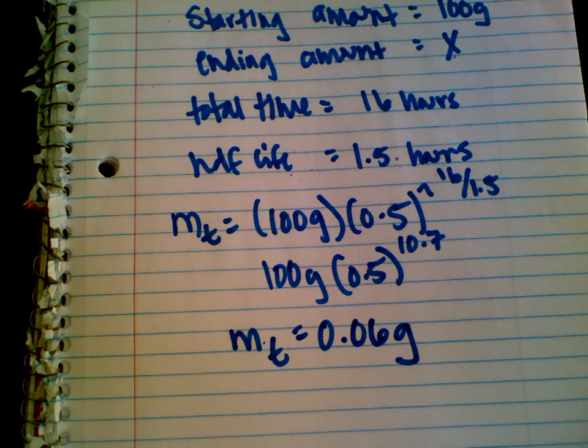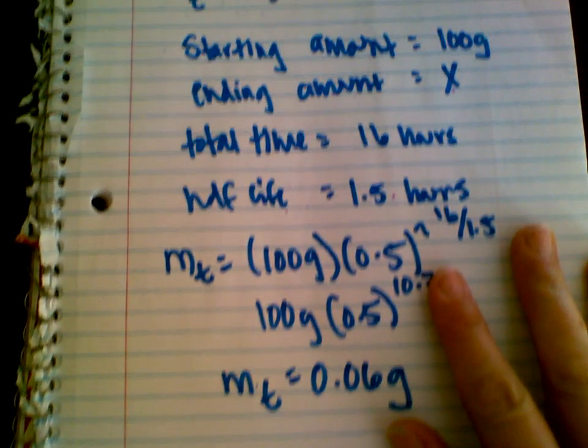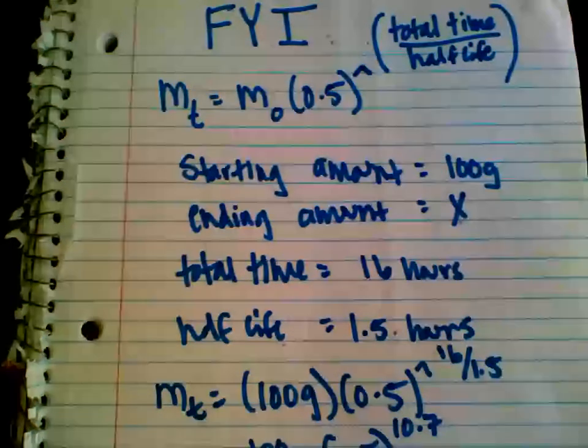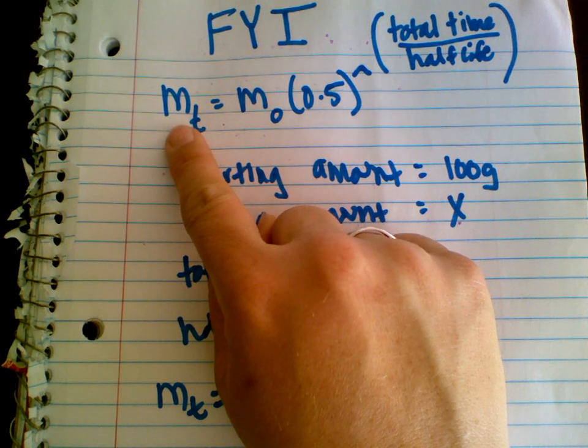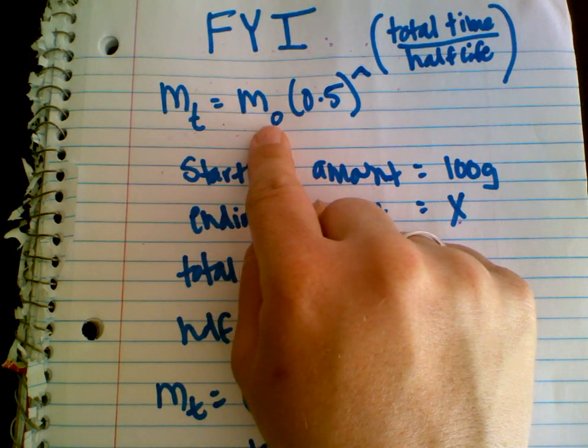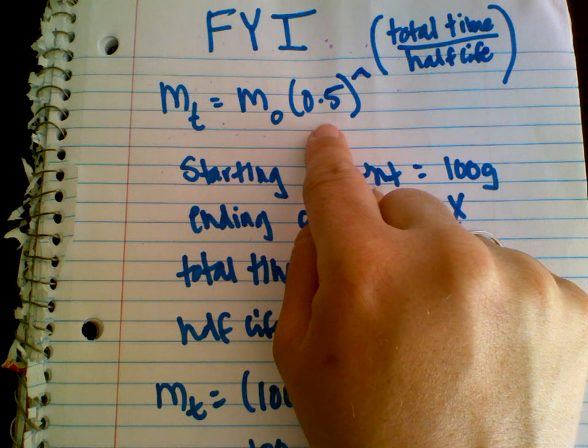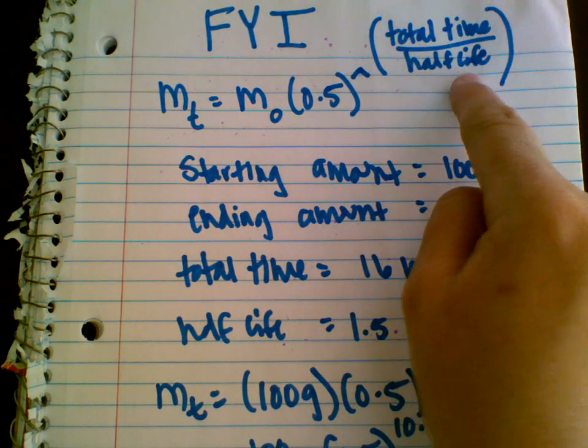Okay, so that is a way to solve these half-life problems when they don't work out beautifully. I will not be giving you any like that, but that is the formula. And again, the formula is that you can find the mass at the time if you take the initial mass times 0.5 to the power of the total time divided by the half-life.